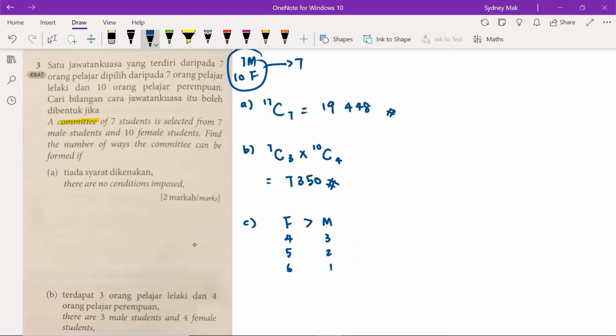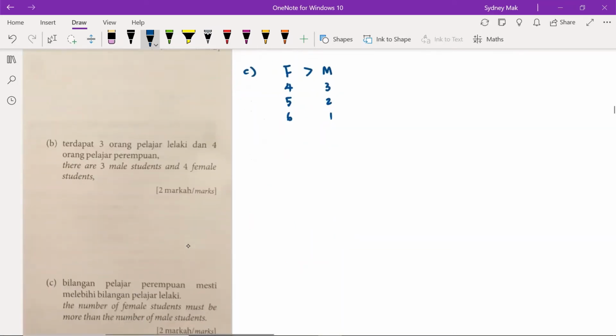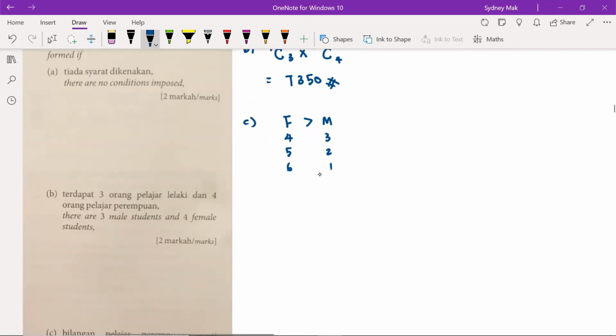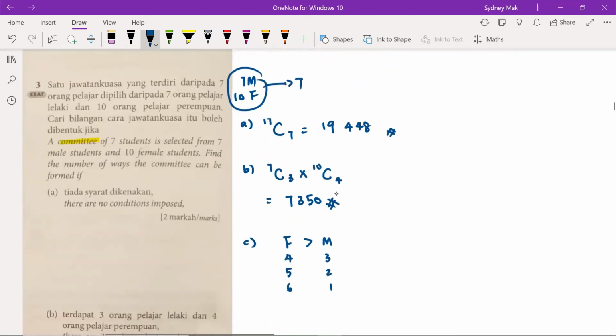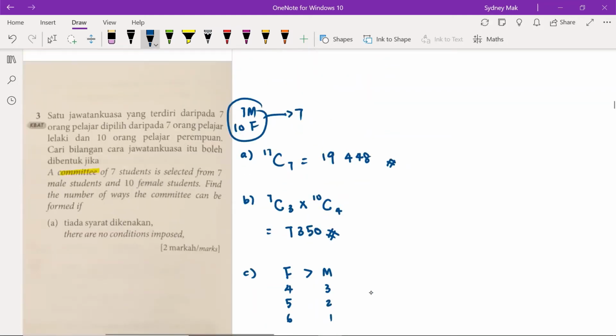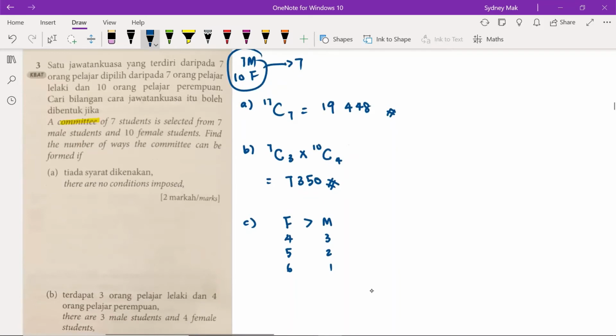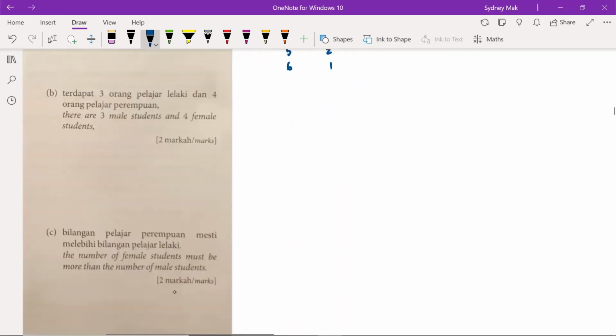Okay, let's double check. The number of female students must be more than the number of male students. So there must be a comparison. We start here. These are the 3 scenarios. We should not go for 7 female but 0 male. There will be no comparison. So there is a comparison element here. So we must keep the male in so that the female is always more than the male.